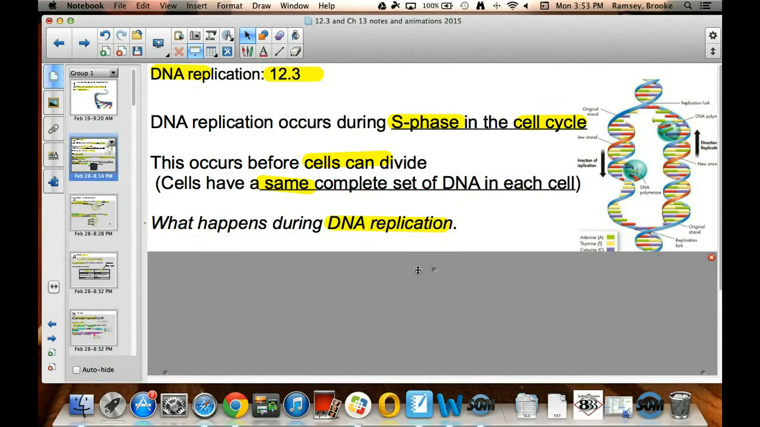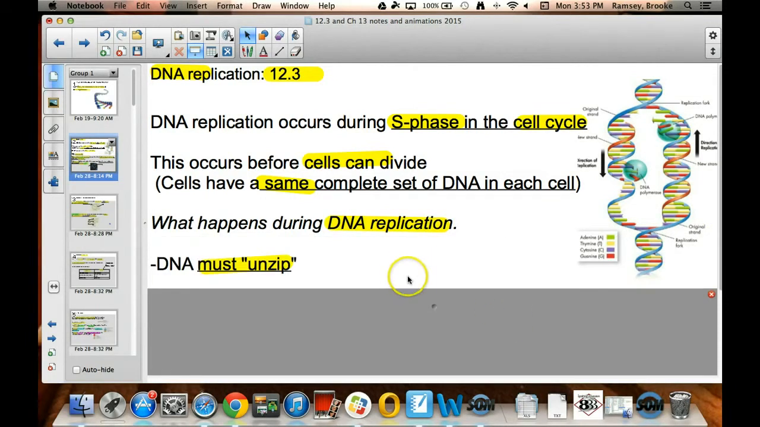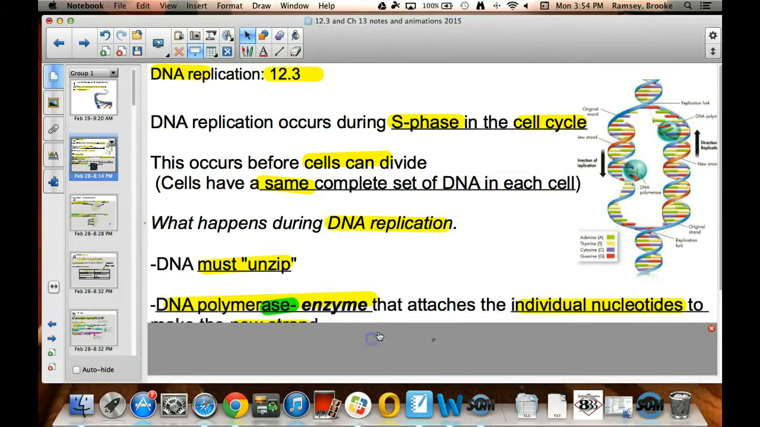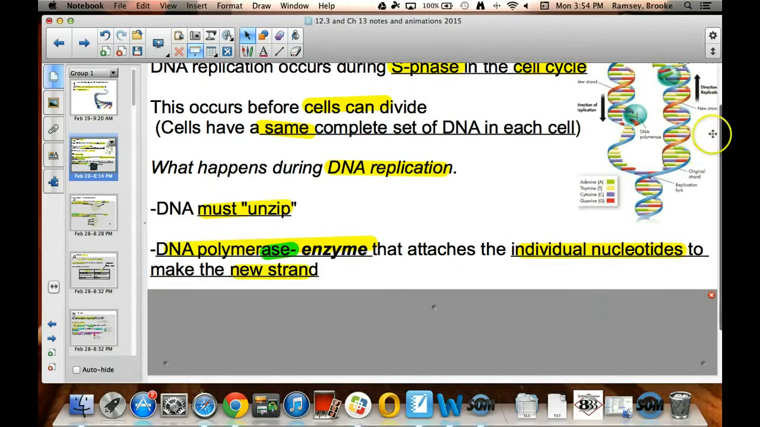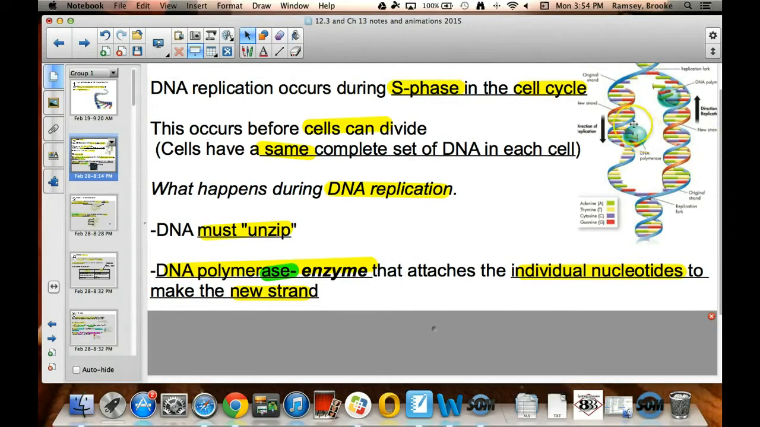So let's look at the details of how DNA replication works. So first of all, DNA must unzip. So we are going to copy this middle section of DNA here. So we must unzip it. And when we unzip it, the next thing that occurs is that there are enzymes that help with this process. So if you look up here, the blue spheres represent DNA polymerase, and we see the -ase ending, which means it's an enzyme. The enzymes attach to the single strands of unzipped DNA.